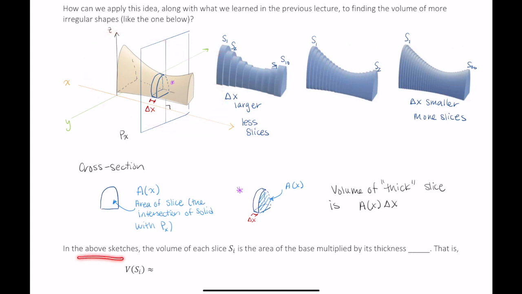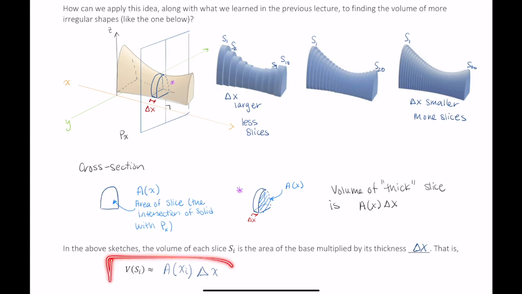As you can see in the above sketches, the volume of each slice, Si, so this would be S1 or S2 or maybe all the way up to S30. So the volume of each individual slice is the area of the base multiplied by its thickness. And the thickness is delta x. So the volume of our solid can be seen as A, the area of the front of a particular slice, times the thickness of that slice.